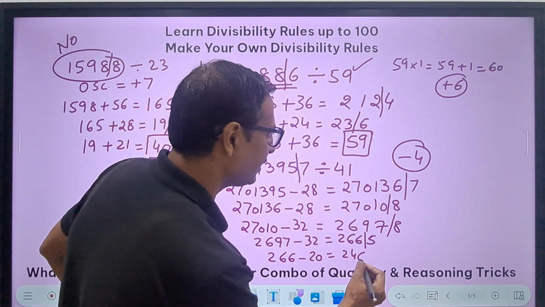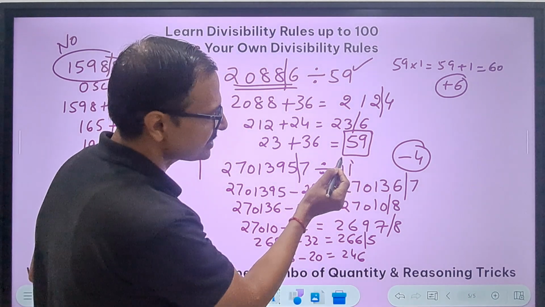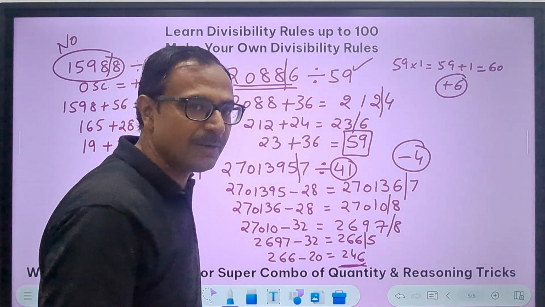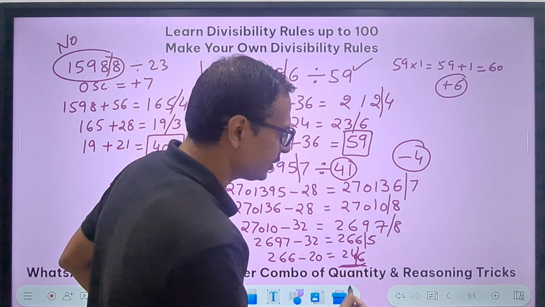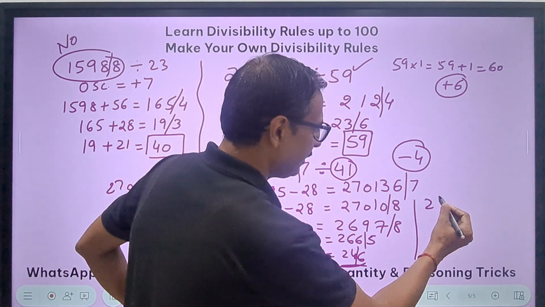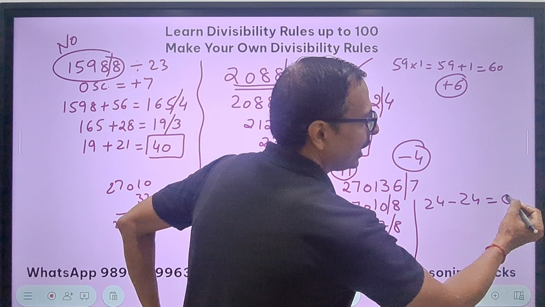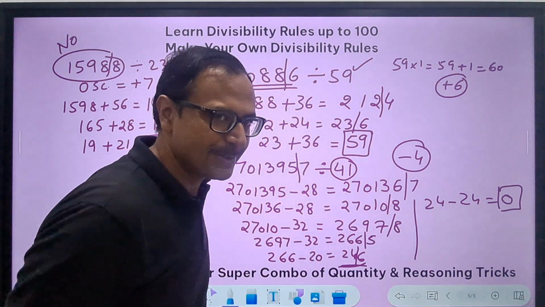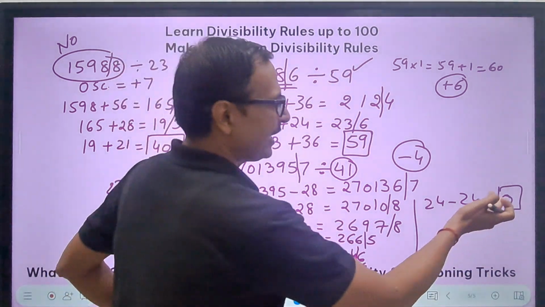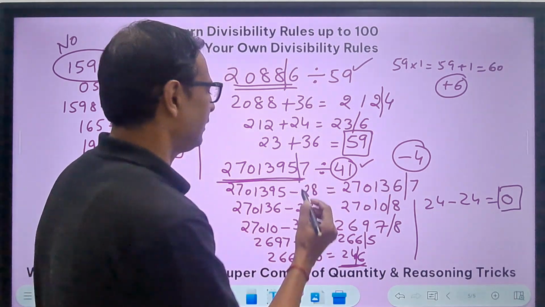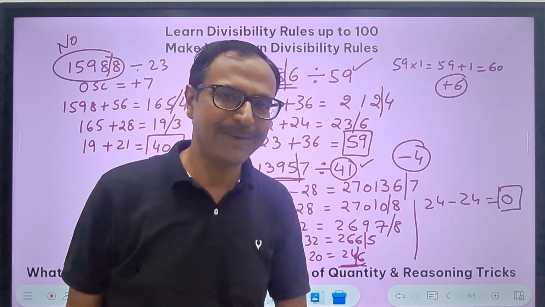246. And now you can check this, exactly 6 times is 246, and even if you don't know that, you can separate it out once more and do 24 minus 4 times 6, 24, which gives you a 0, and 0 is divisible by all numbers, right? So we get a number which is divisible by this divisor, and so the entire number is divisible by 41.